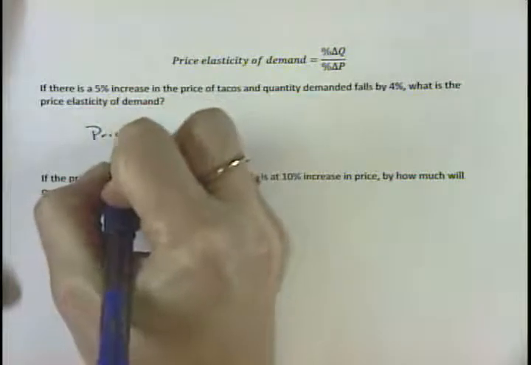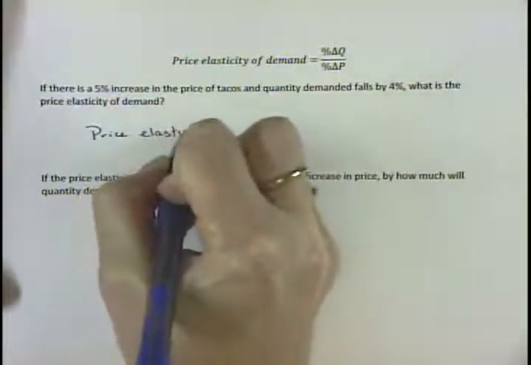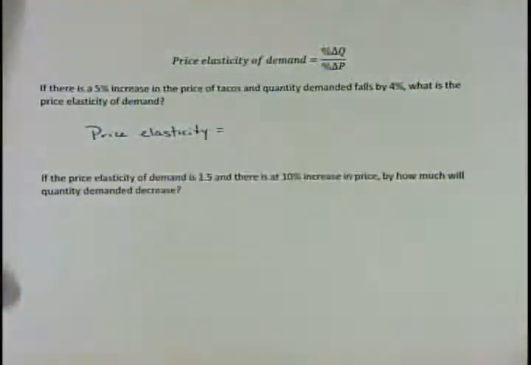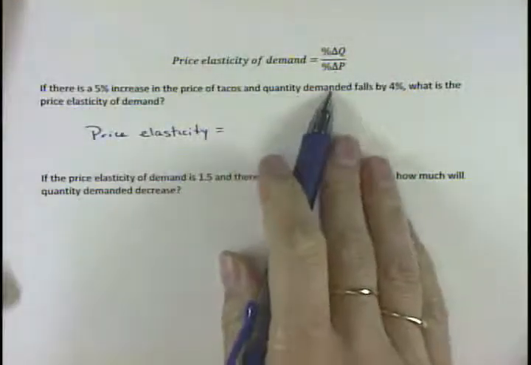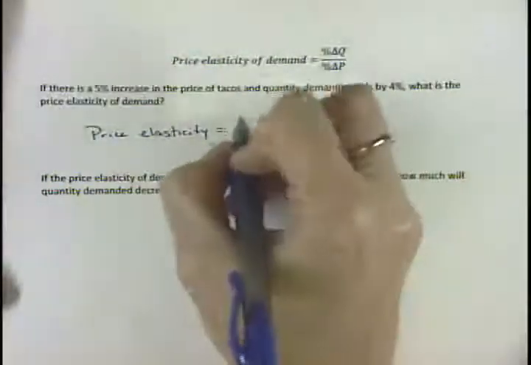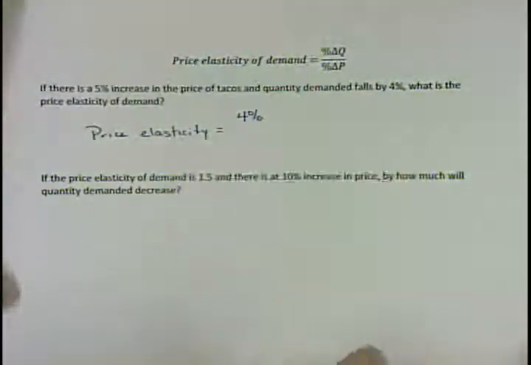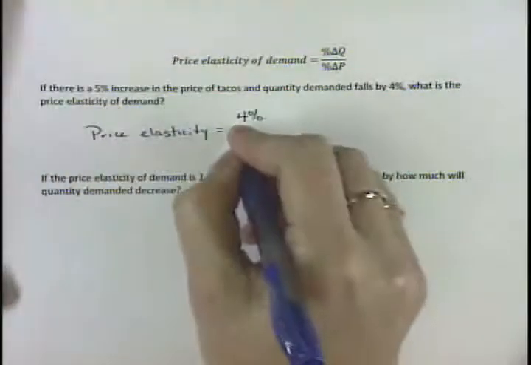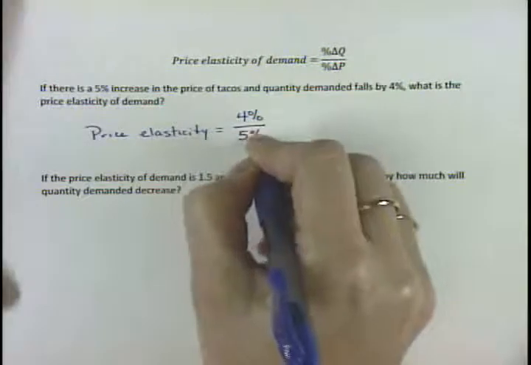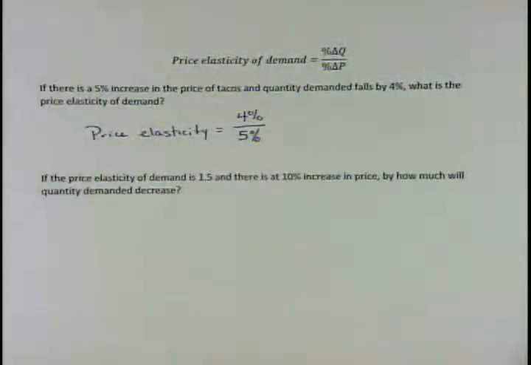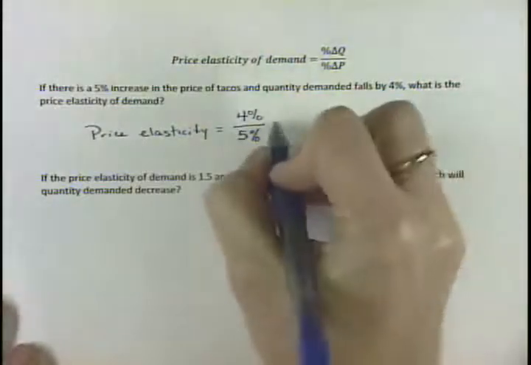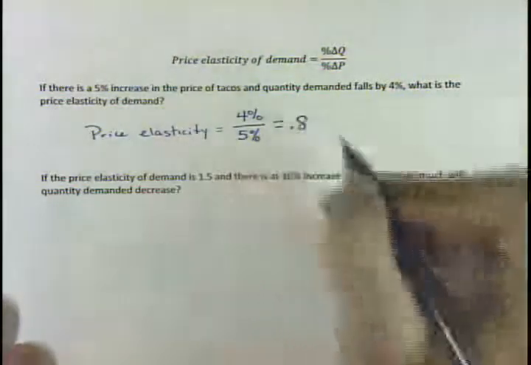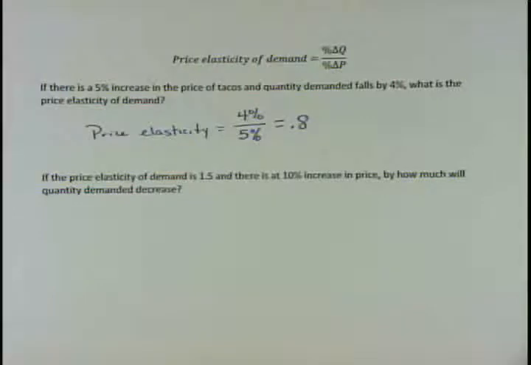Okay, so we're just going to write price elasticity because we don't want to have to write all that out every time. The percentage change in quantity demanded is going to be that 4%, so we're going to put 4% in the top. And our percentage change in price, here is our 5% increase in price, so we're going to put 5% on the bottom. When we divide a percent by a percent, the percent goes away, so 4 divided by 5 turns out to be 0.8. So our price elasticity of demand for tacos is 0.8.